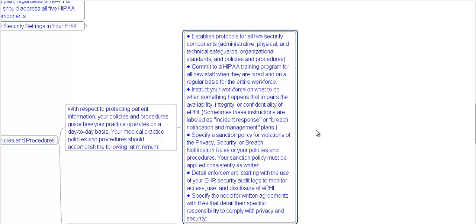Specify a sanction policy for violation of the privacy, security, or breach notification rule. Your policies and procedures must be applied consistently as written. Detailed enforcement, starting with use of your ePHI security audit logs to monitor access, use, and disclosure of ePHI. Specify the need for a written agreement with a business associate on their specific responsibility to comply with privacy and security.